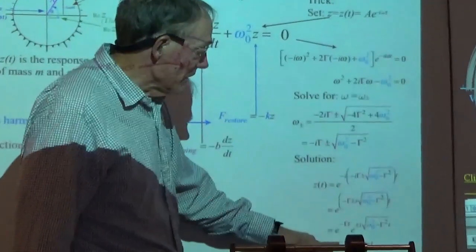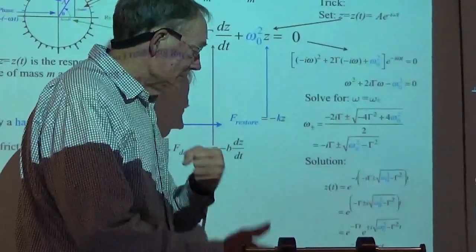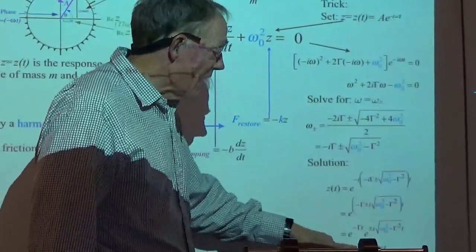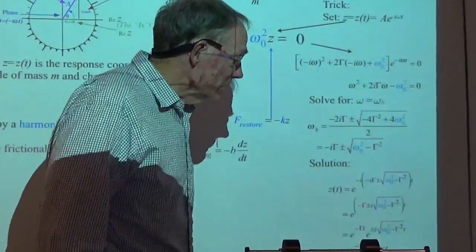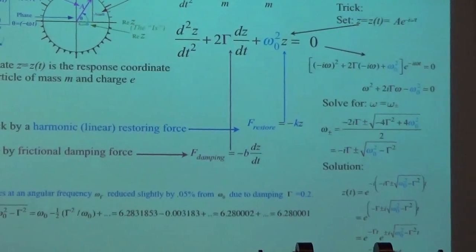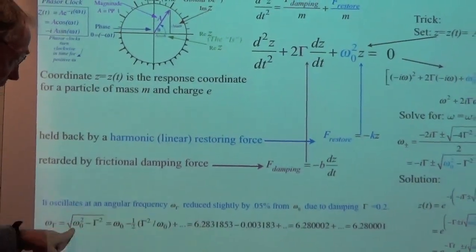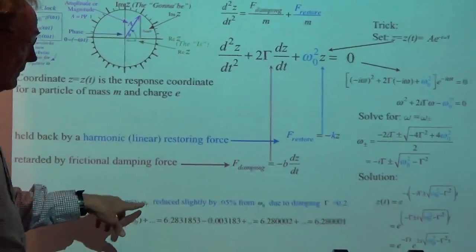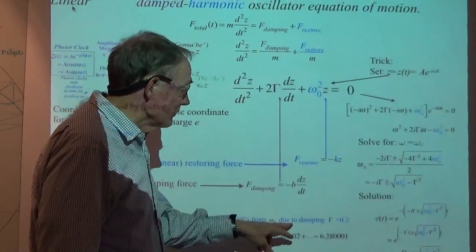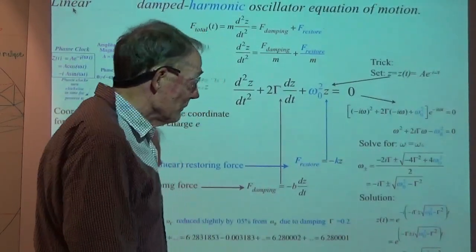So it's e to the minus gamma t. That has a big effect. The exponential drops this thing very quickly. We have to get a figure of merit for that. But the frequency, omega gamma, not so much. And that's the point I want to make here. It oscillates at a reduced frequency, but only slightly, about 0.05% from omega 0 due to the damping of 0.2. This was double that, which we'll show in a minute.